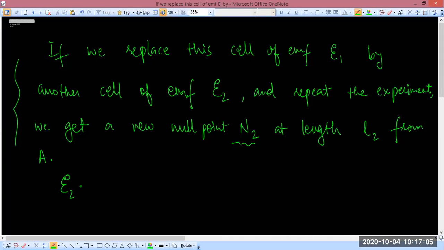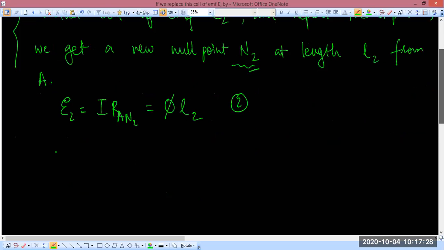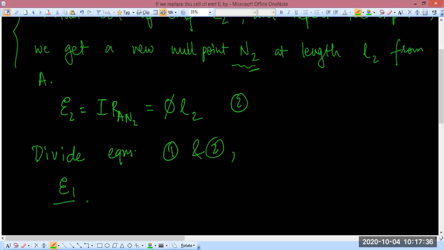So like that, if you do it here, you're going to get something like this. Right? In the second case, suppose the null point is N2, then the length is AN2, right? It will come like this. So if we divide equations 1 and 2, this comes. Clear?